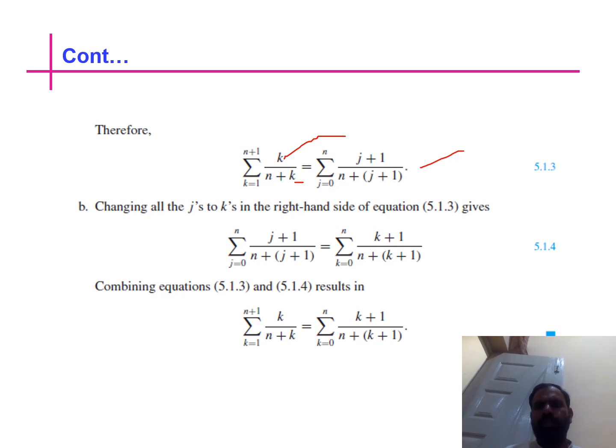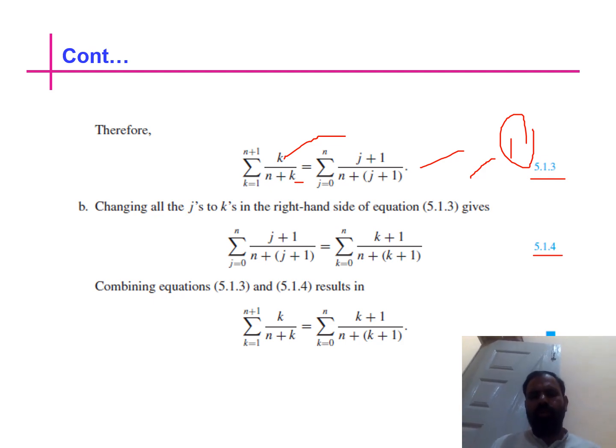If we combine these two equations, this equation is equation number 1. I put here this equation as 5.1.3 and this as 5.1.4. So if we combine these two equations, equation 1 and equation 2, the result will become summation k varies from 1 to n plus 1, k over n plus k, which will become summation k from 0 to n, k plus 1 over n plus k plus 1. So this is our required result.